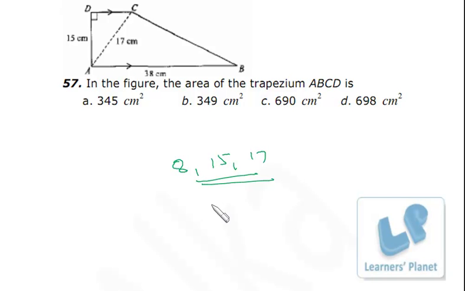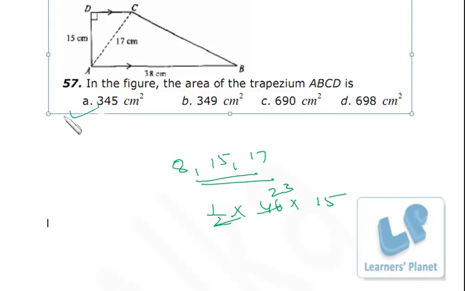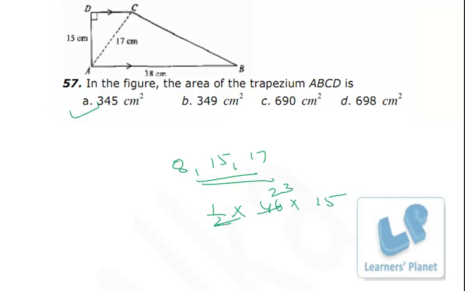Now what is the formula for area of the trapezium? It is half the sum of parallel sides, that is 38 plus 8, 46, into the distance between them, that is 15. Okay, so it is 23 into 15. So the unit digit must be 5, so we just have one option over here with unit digit 5. So do not multiply the entire number. Okay, I hope you are clear.